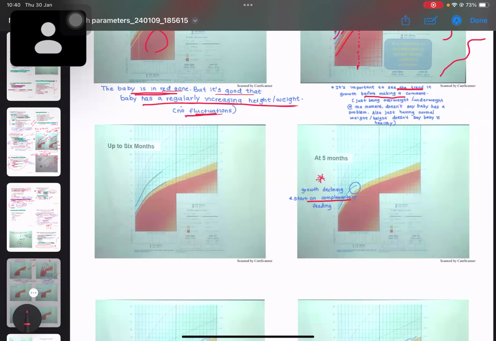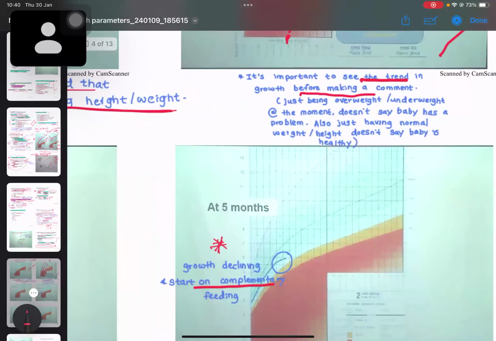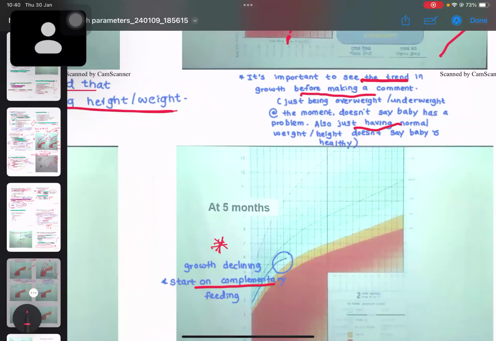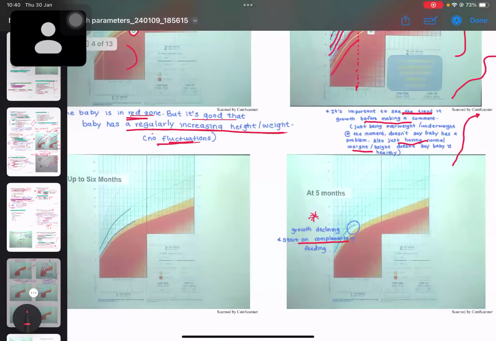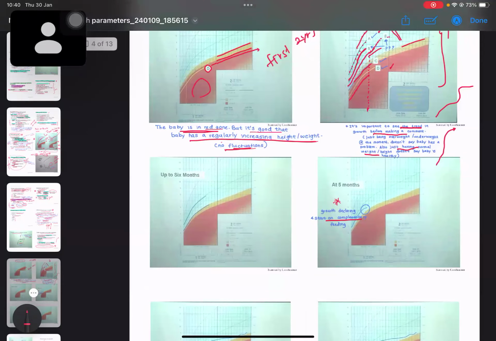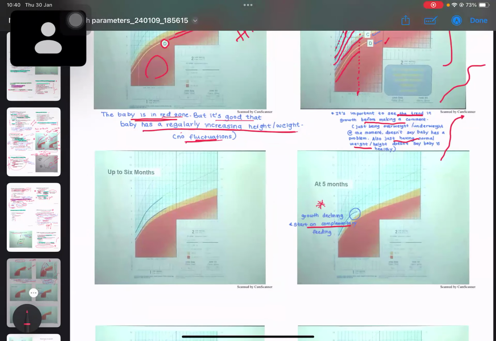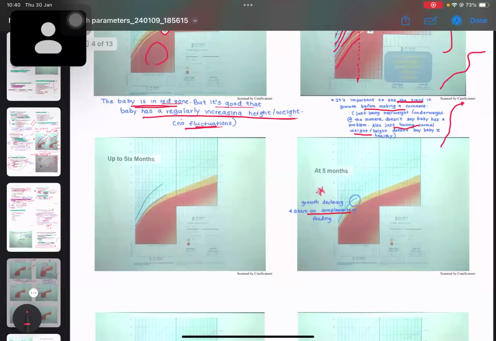Also, just having normal weight or height doesn't say the baby is healthy. Even if the weight gain or height gain is normal, we can't say that the baby is normal with one reading. We have to follow the baby for 3 to 4 months at least and identify the trend of how the baby is growing, and then only we can comment. With one reading, we can't say whether it's normal weight, underweight, or overweight.